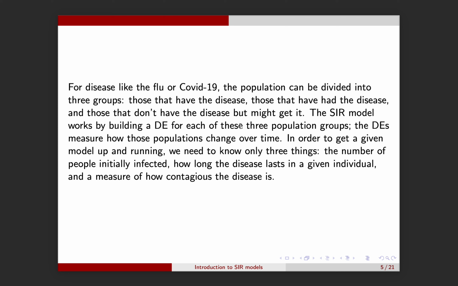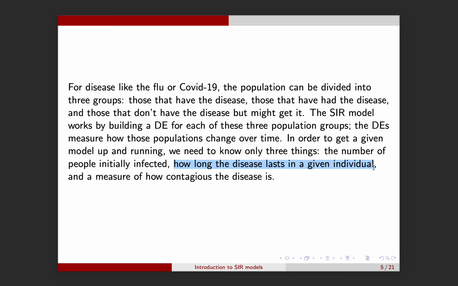So in order to get the model up and running, you actually only need to know 3 things: the number of people initially infected, how long the disease lasts in a given individual, so just basically a measure of how long an infection lasts, and then you need to know how contagious the disease is. So you need to have a single number that tells you contagiousness. Some diseases are more contagious than others.